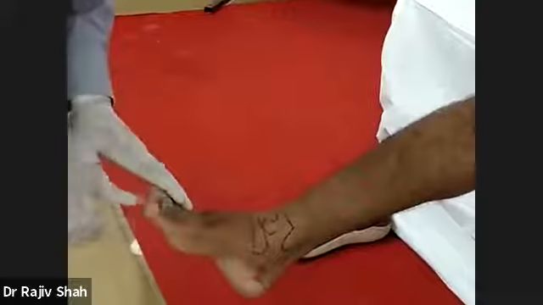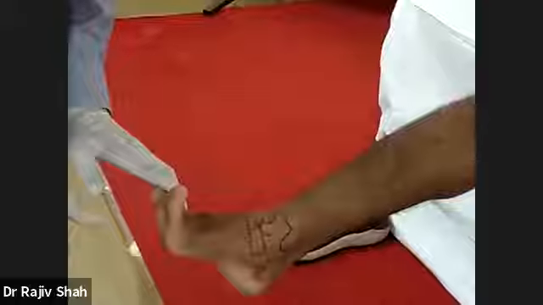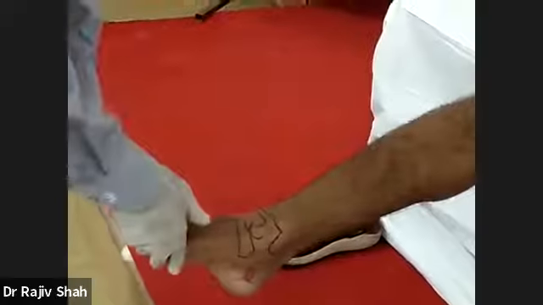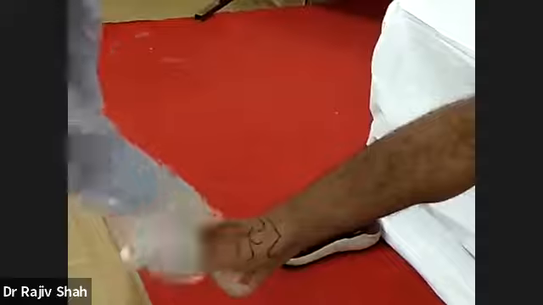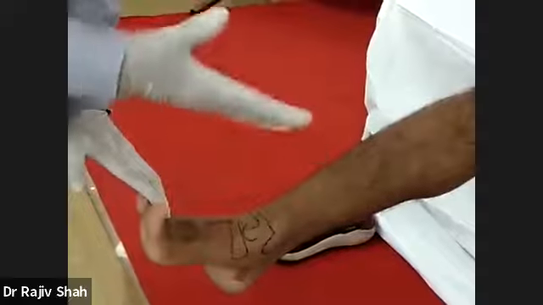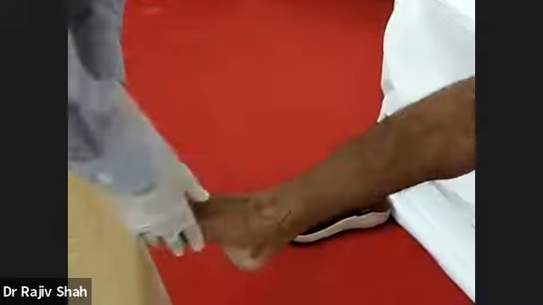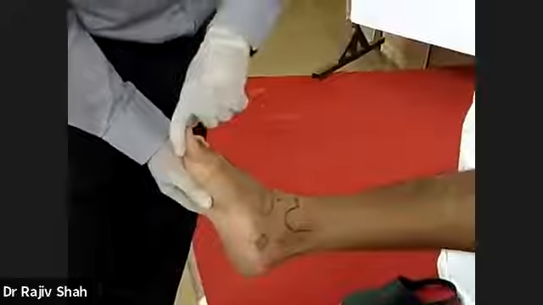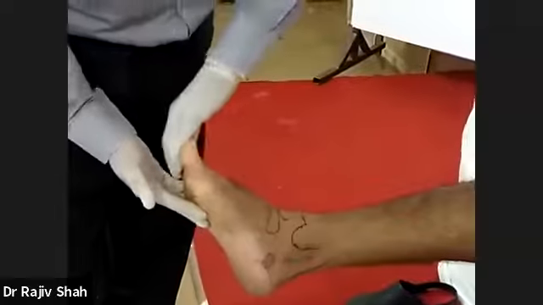For testing extensor digitorum longus, your 4 fingers are put over the toes. You ask the patient to dorsiflex the toes. Pull your toes up and look at the way he is giving resistance to you. Again, you want to examine flexor pollicis longus, ask the patient to plantar flex the great toe and give resistance and palpate the power. You can similarly do that for flexor digitorum longus for the lateral four toes.